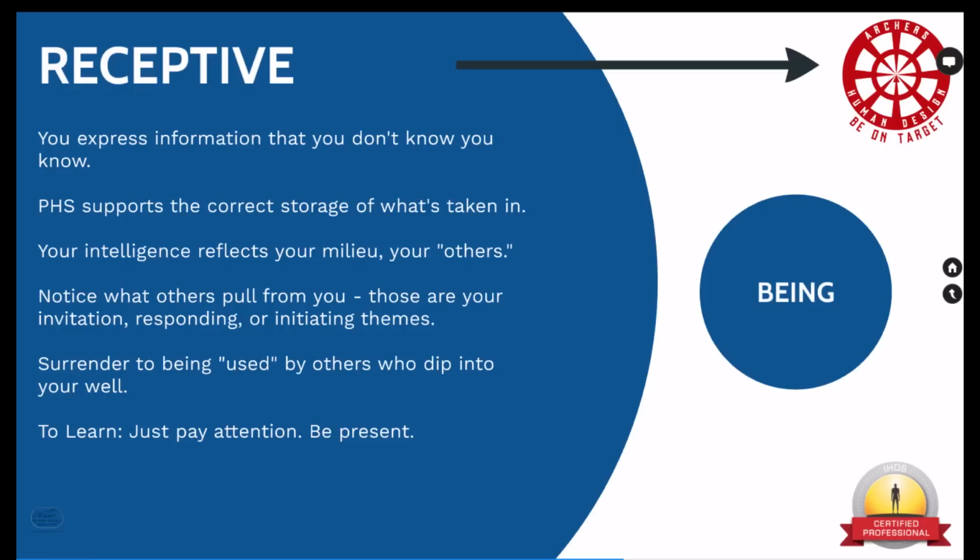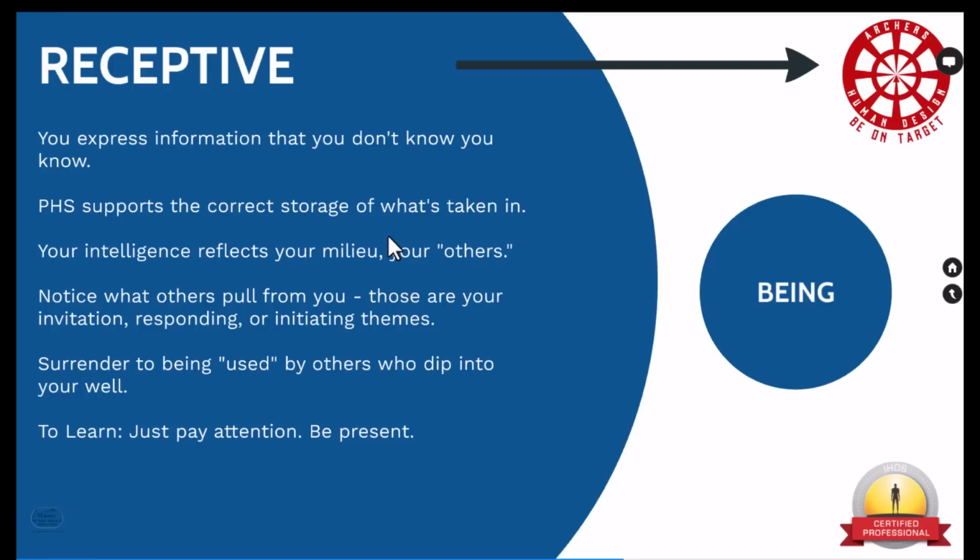Okay, so the right mind is about beingness, and you express information that you don't know how you know, where you got it, what it's going to come out like when you do. It just comes out.